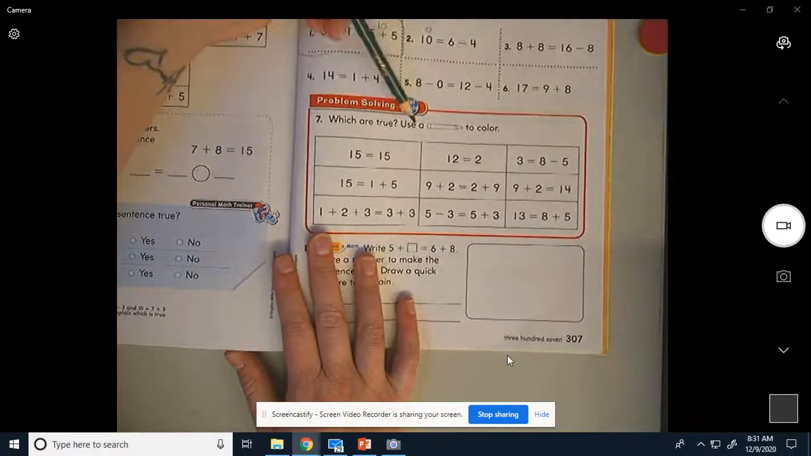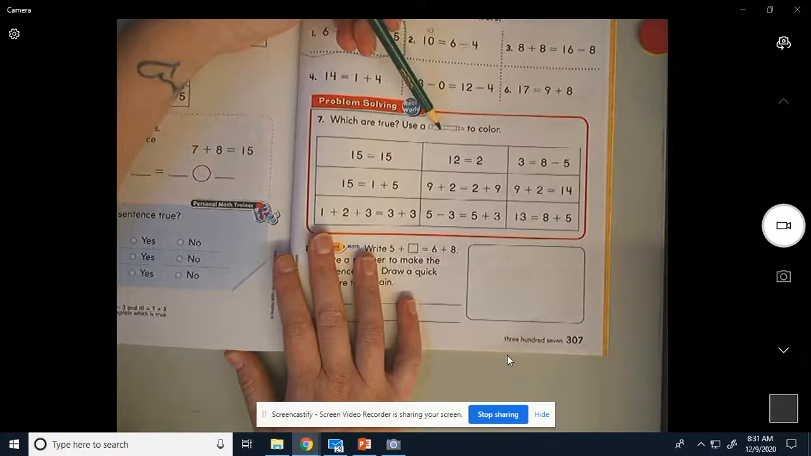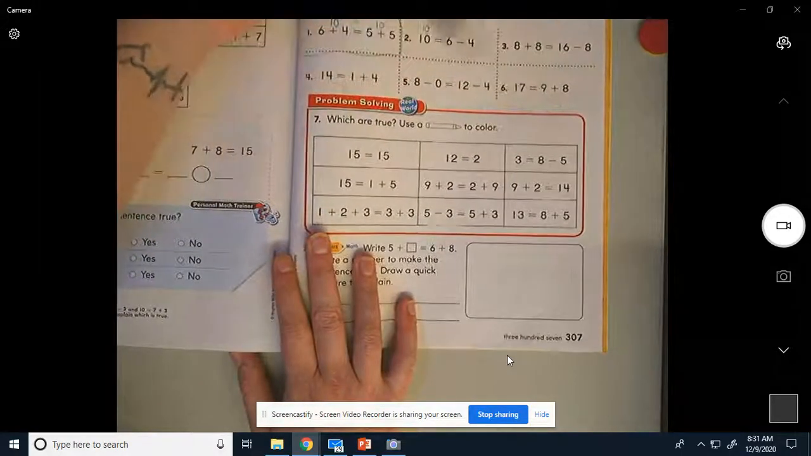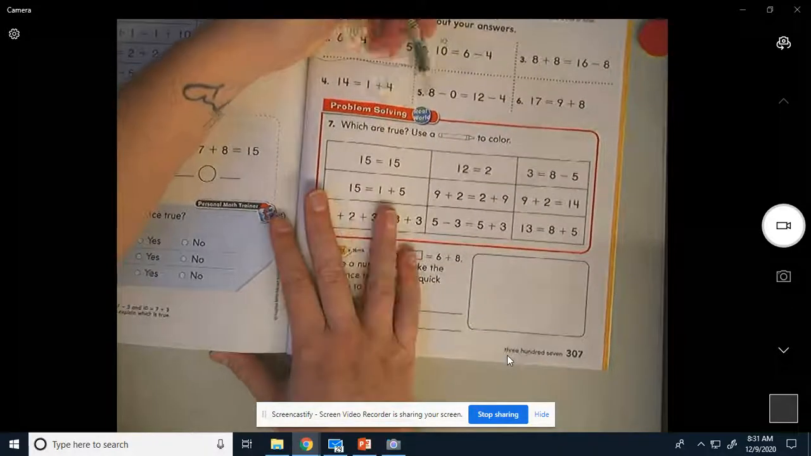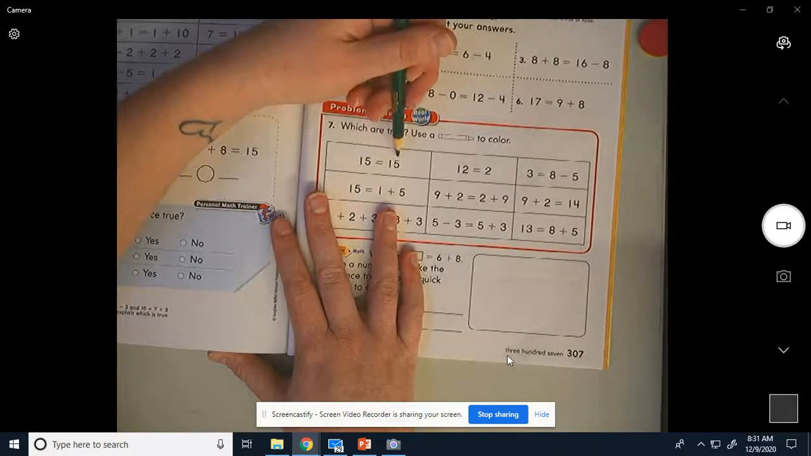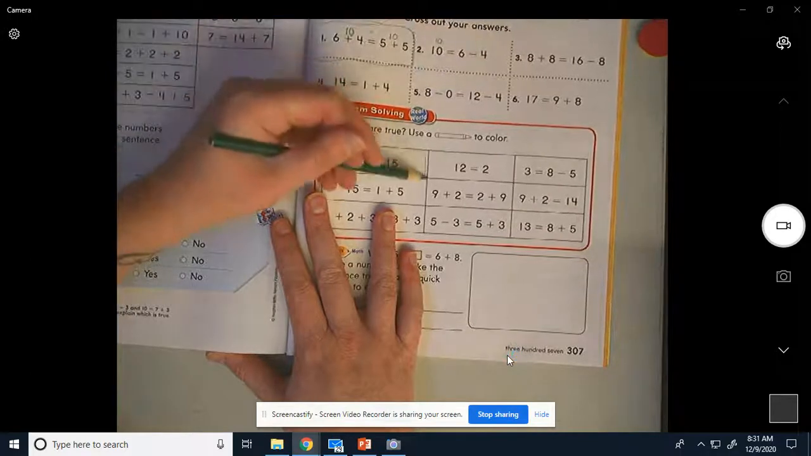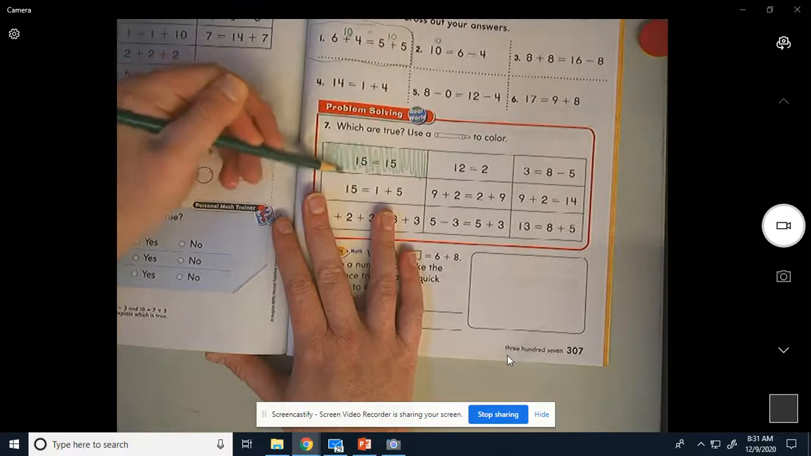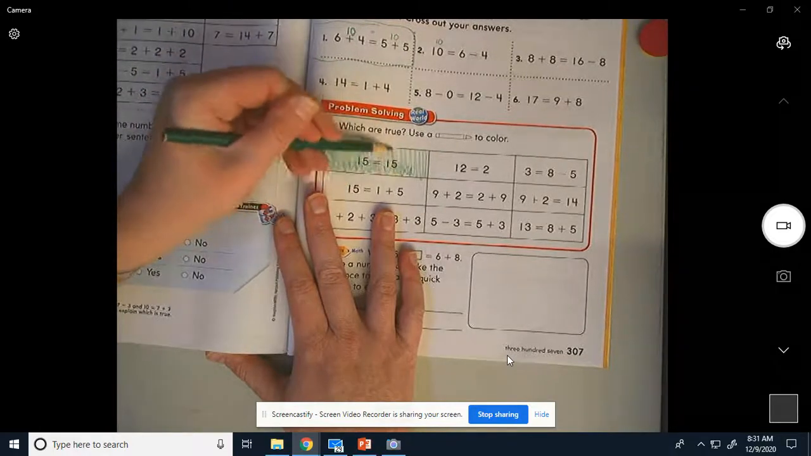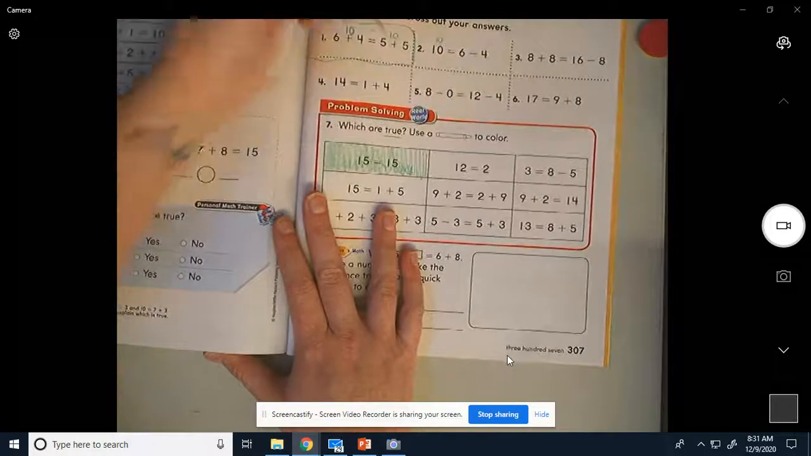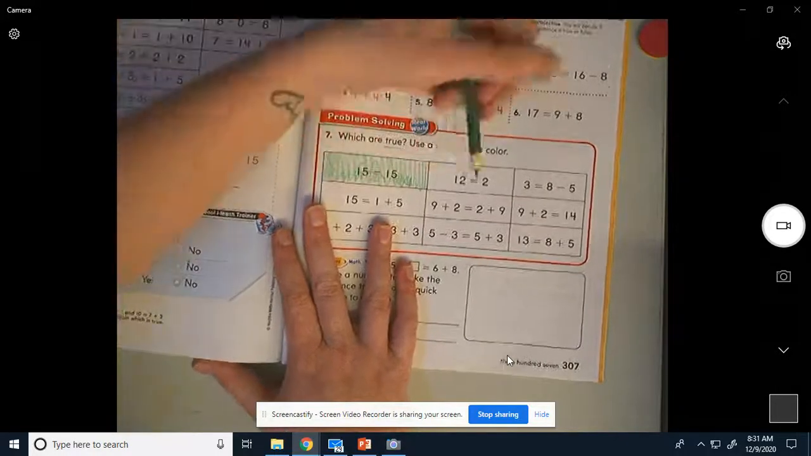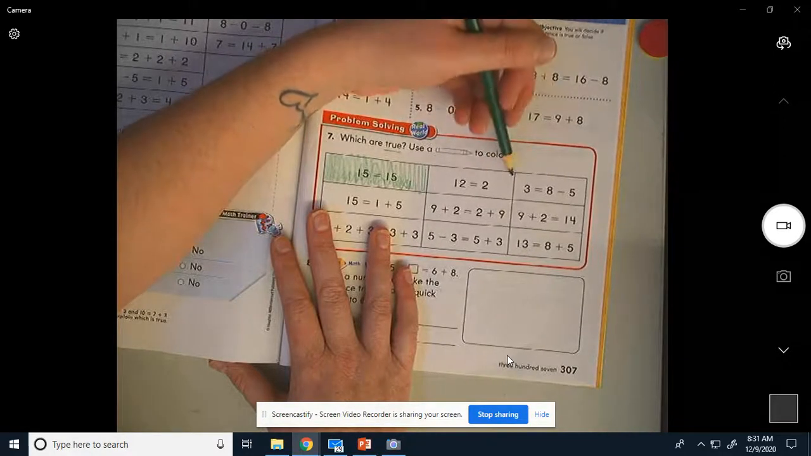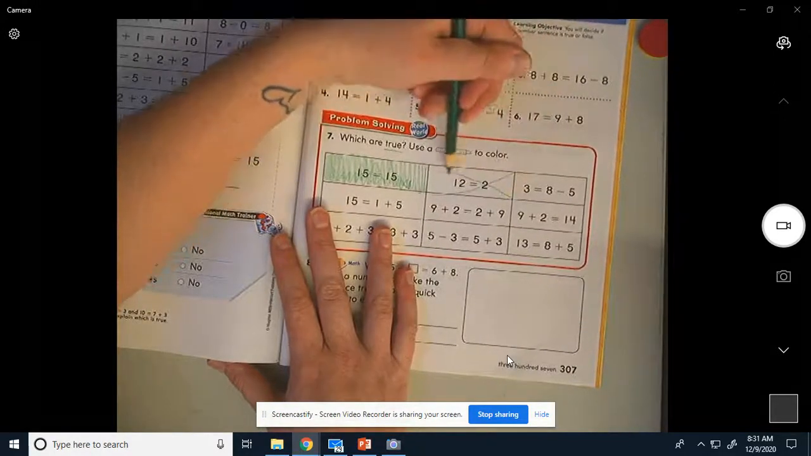Which are true? Use a crayon to color, or a colored pencil or a marker if that's what you have. Okay, which are true? Is 15 the same as 15? Yes, it is. So we're going to color that one in. So we're only coloring the ones that are true. Okay. Is 12 equal to 2? Is it the same as 2? No. I'll probably just put an X through it.